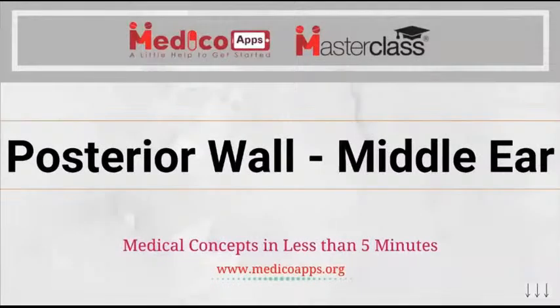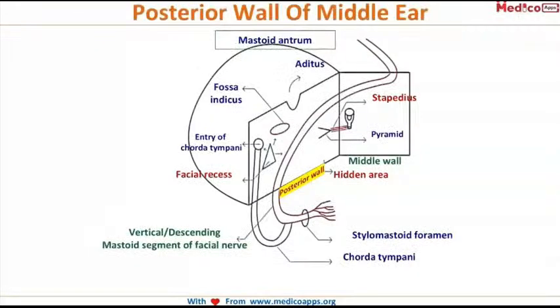Now let's proceed to the posterior wall of the middle ear. So this is the posterior wall. This is how it looks. See, this marking, this entire wall is my posterior wall of the ear. Let's understand all of these structures in detail.